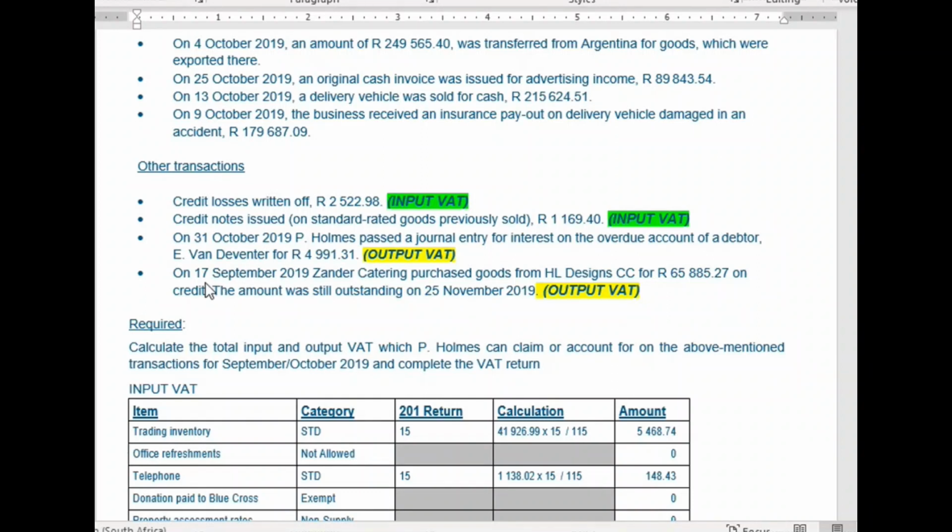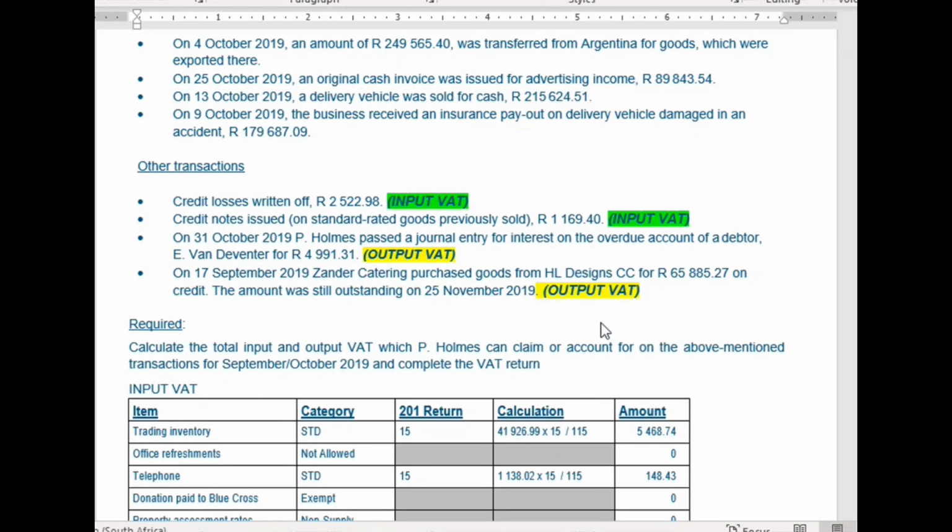On the 17th of September, Zander Catering purchased goods from HL Designs for this amount on credit. The amount was still outstanding on 25 November. Now, it's not about whether the amount was outstanding or not. This is a normal credit transaction. So we've invoiced for this, and the moment we raise an invoice, output VAT is applicable.